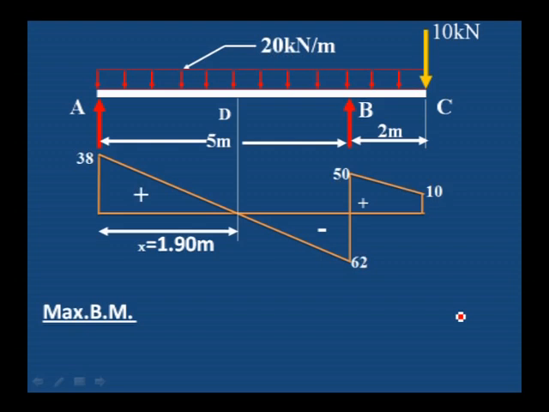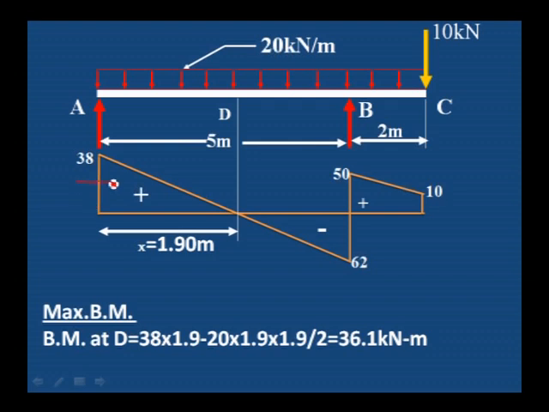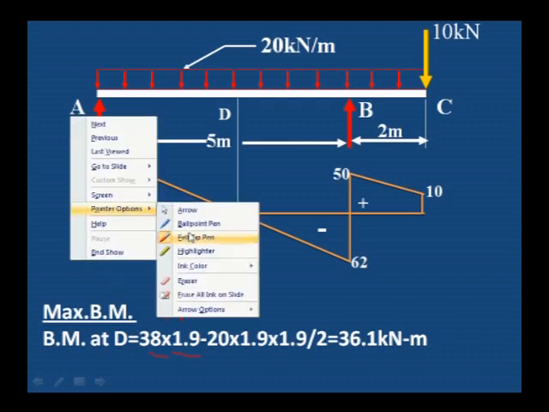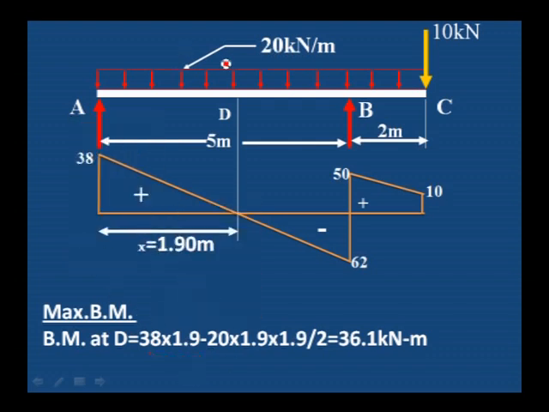To calculate the maximum bending moment, which occurs at D, 38 into the distance from A to D, which is 1.9, which is the clockwise moment. Clockwise moment from the left side is considered positive, and then this load of 20 kilonewton per meter is anti-clockwise, so minus 20 into 1.9 into 1.9 by 2, which acts at the center of the UDL, that is 1.9 divided by 2. Therefore 36.1 kilonewton meter is the maximum bending moment at D.